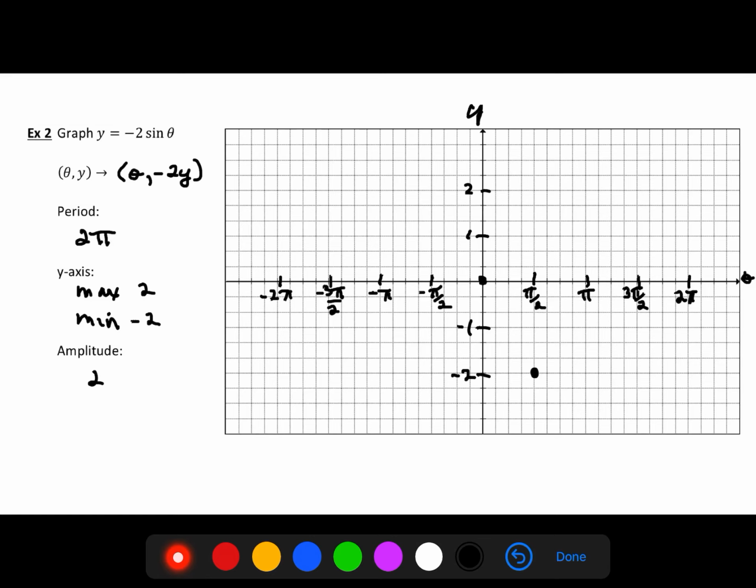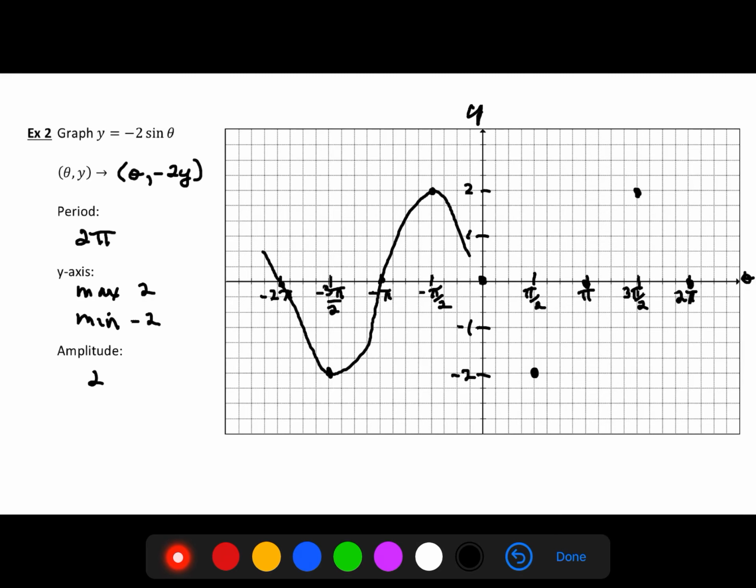And again, key points, thinking about 0, 0, normally we would go to pi over 2 and 2, but because it's a reflection, we're going to go to pi over 2 and -2. So it's going to open down rather than up because it's a reflection in the theta axis. So back to 0, up to the max, back to the middle, and then the opposite direction when we go the other way.